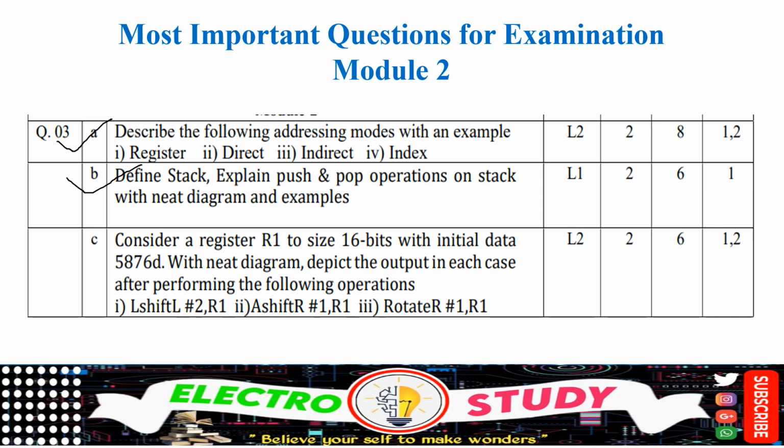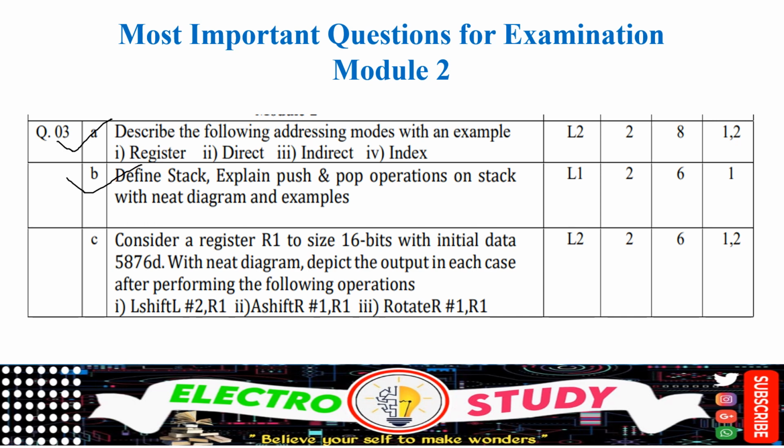So you are considering a register R1. That R1 register can occupy 16 bits of data. So 0, 0, 0, 0 like that, 0 to 15 bits of data can be occupied in the R1 register. Where they have specified that the initial data will be this. Now what has to be done is, with a neat diagram, depict the output in each case after performing the following operation. So with this initial data, you have to perform left shift by 2.